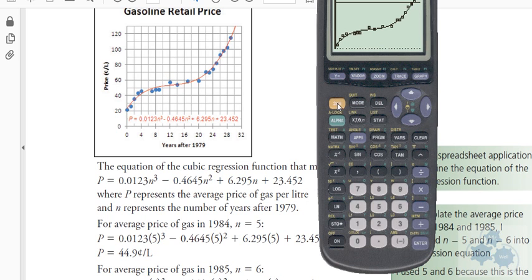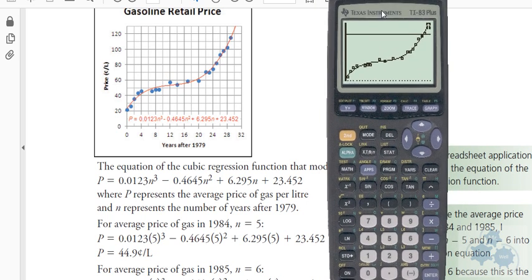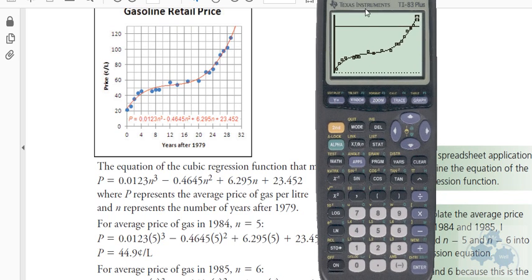One more time. Sorry, I don't know if that was off screen. Second function, calculate. We want to go to intersect. First curve, okay, so it's going to be highlighting one of the curves, this one right here. Say yes. Second curve, yes. Guess, yes. Really easy. And there's your intersection point.